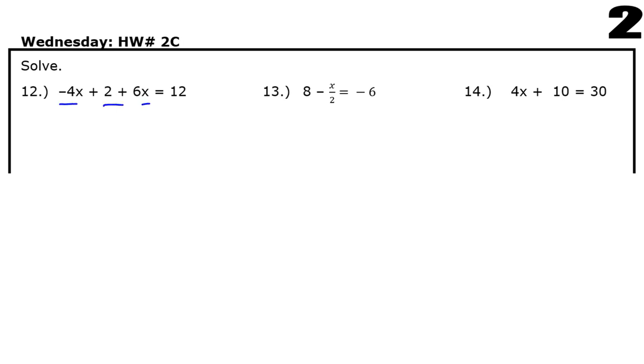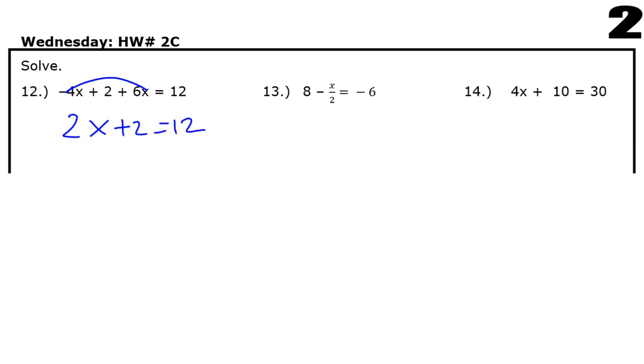Okay, number 12 has 3 terms, and the most you can have is 2. So find the ones that are alike and combine them. Don't use an inverse. So I have a negative 4 and a positive 6. So different signs subtract, take the sign of the larger number, so I get positive 2x. So these are combined. Now bring down the rest of the problem.